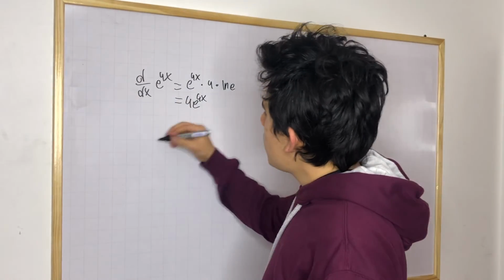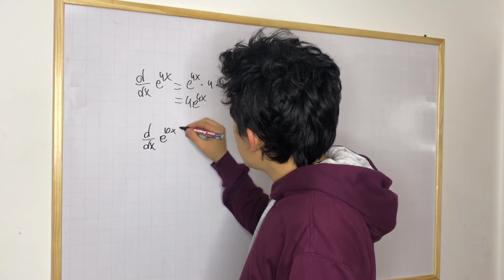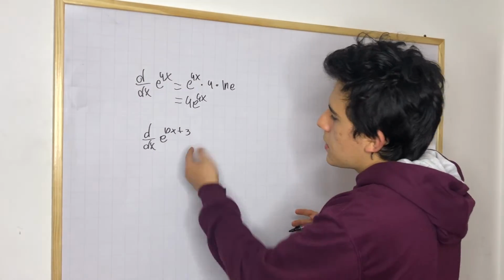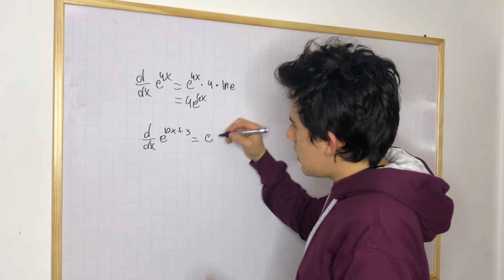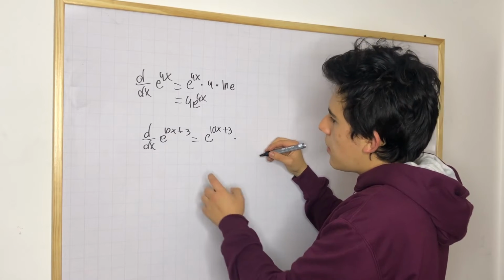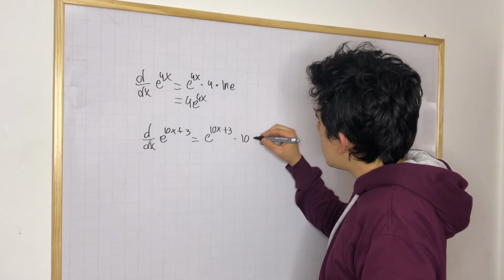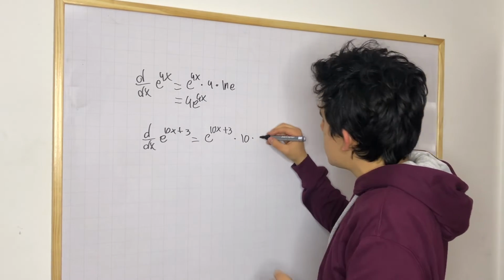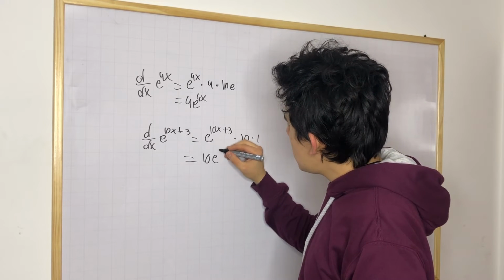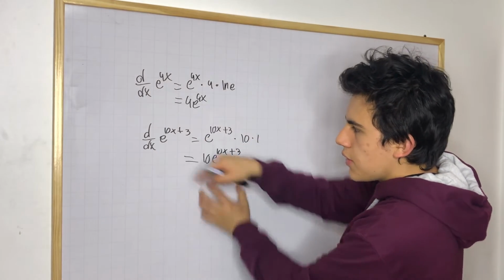Let's try another one. What if we had the derivative of e to the 10x plus 3? What do we do in this case? Well, we're going to do exactly the same thing. Now we just simply have one more term. So we're going to write the same expression that we have times the derivative of the exponent. So we're going to have the derivative of 10x plus 3 is just going to be 10 times the natural logarithm of e, which is just going to be 1, okay? And this is just going to give us 10 times e to the 10x plus 3, okay? This is the derivative for this function right there.